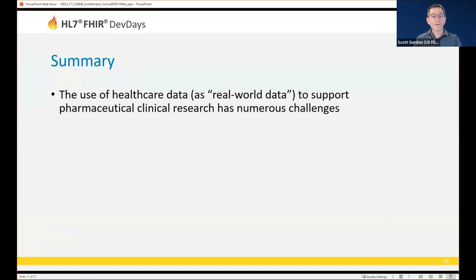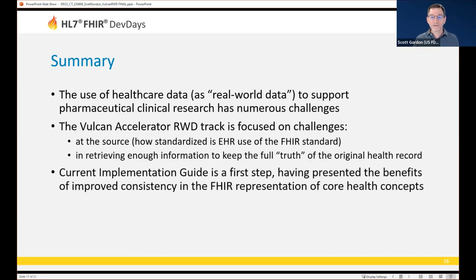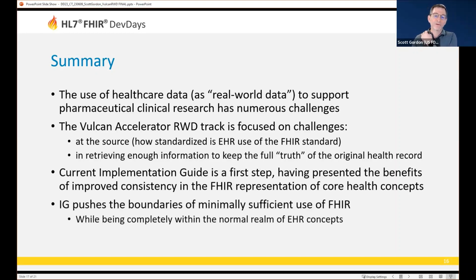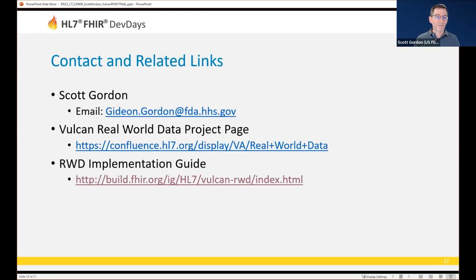So in summary, the use of healthcare data as real-world data to support clinical research has numerous challenges. The Vulcan Accelerator track is focused specifically on challenges at the source, and specifically EHR at this time, and on retrieving enough information to keep the full truth of the original healthcare record intact. This IG is a first step, having presented the benefits of improved consistency in the FHIR representation of core healthcare concepts. It pushes the boundaries of what we would think is a minimally sufficient use of FHIR, while being completely within the normal realm of healthcare concepts. And the track is definitely interested in potential pilot partners.